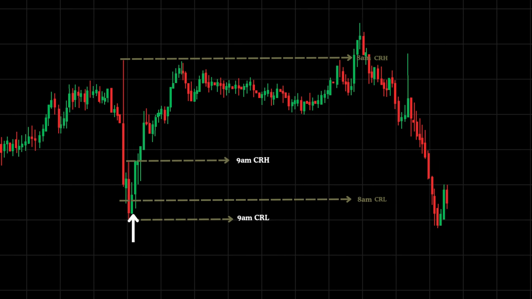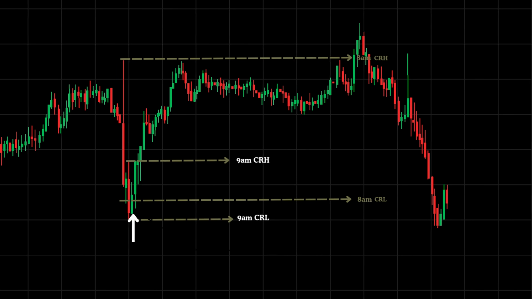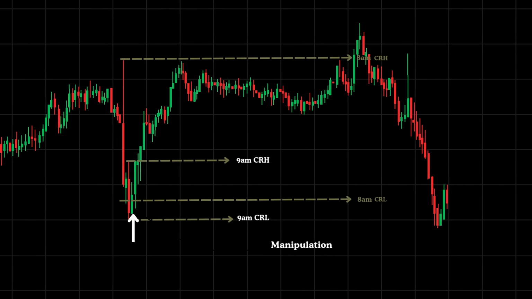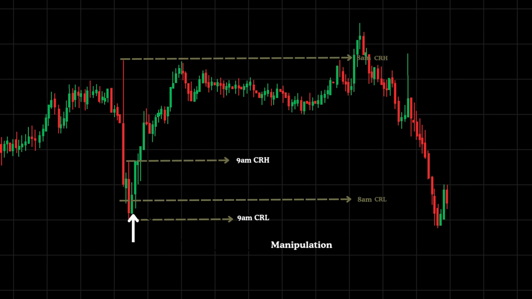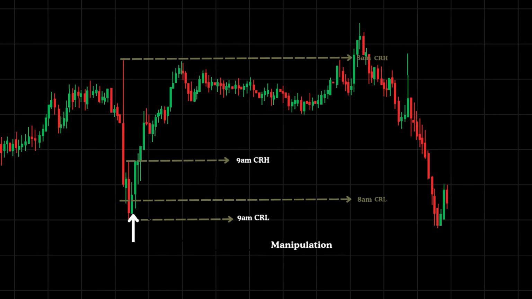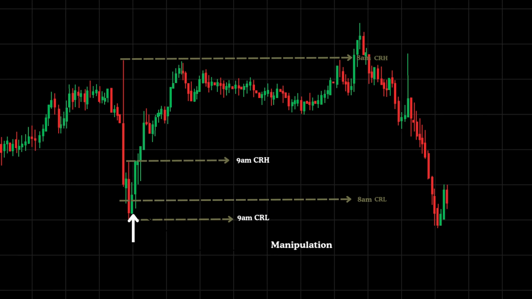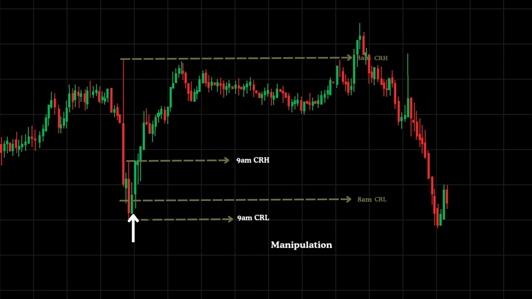As seen here, price pushed below the low of the CRT range during the 9 a.m. window, a key manipulation move. After sweeping liquidity, the market reversed and the bullish 15M candle closed back inside the 1H range. This confirms the CRT model is in place and signals that price is likely to continue upward, targeting the high of the 1H range.